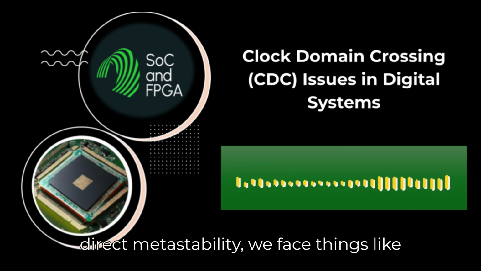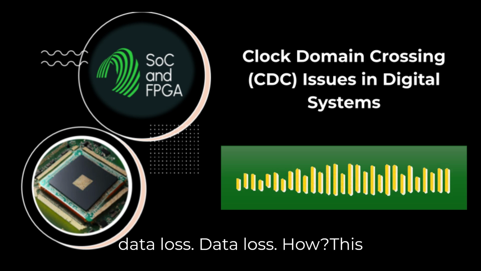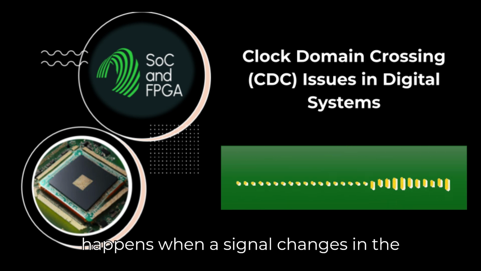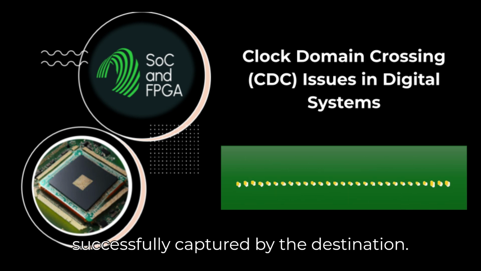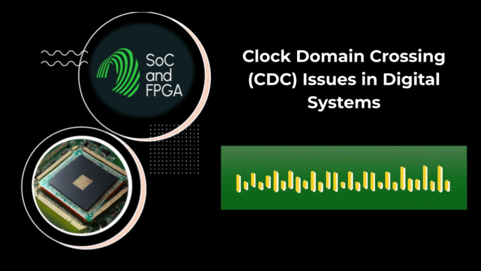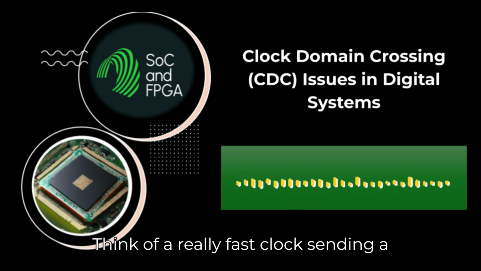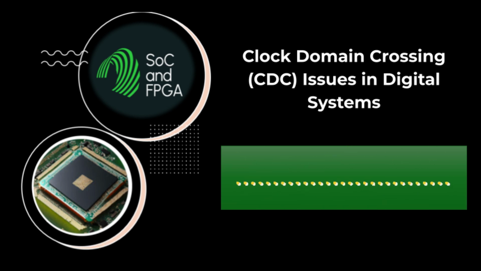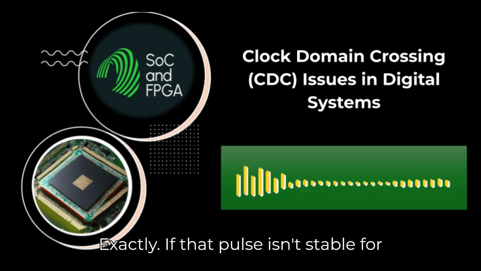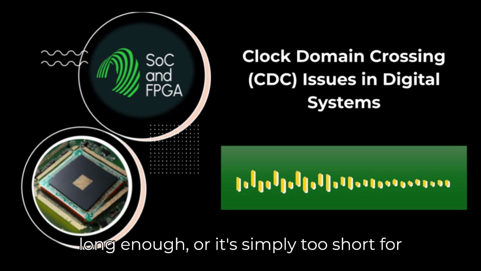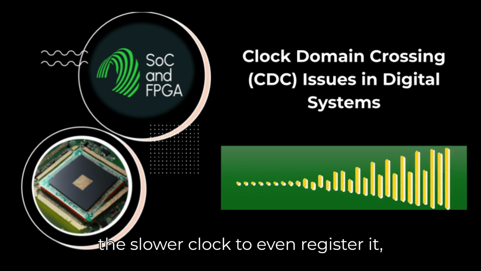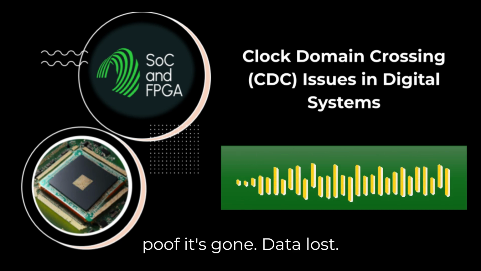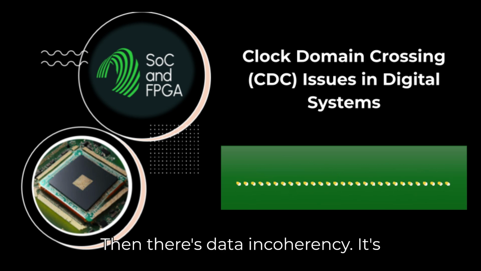Beyond the direct metastability, we face things like data loss. Data loss. How? This happens when a signal changes in the source domain, but just isn't successfully captured by the destination. Think of a really fast clock sending a quick pulse to a much slower clock. Ah, the slow clock might just miss it. Exactly. If that pulse isn't stable for long enough, or it's simply too short for the slower clock to even register it, poof, it's gone. Data lost.